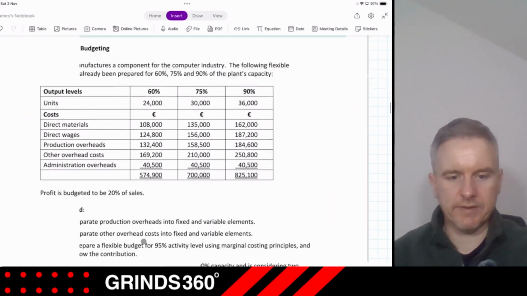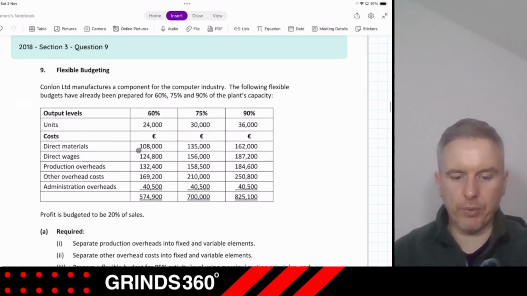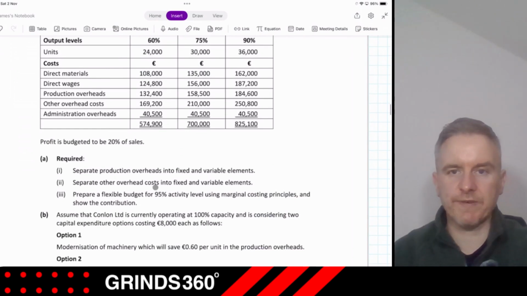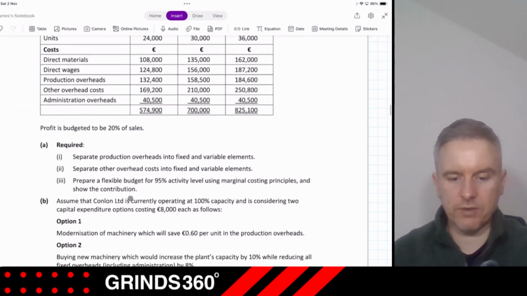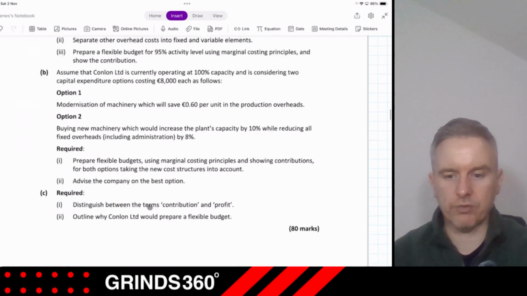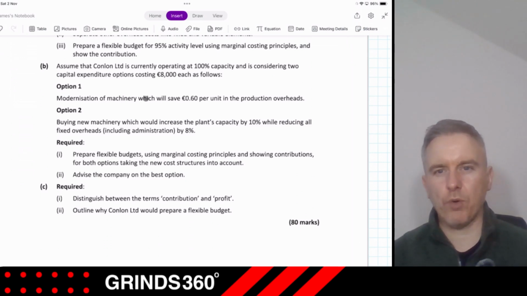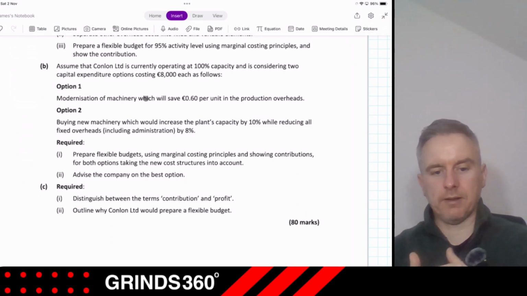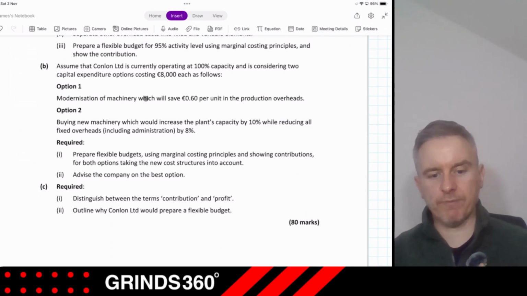When you look on then to 2018, you have a full flexible budget coming up in question 9. But as you read down through it, it's very similar to what we've seen before with flexibles, all right? So you prepare your flexible budget for 95% using marginal costing principles and show the contribution, all good. And then assume that Conlon Limited is currently operating at 100% capacity and is considering 2 capital expenditure options costing 8,000 each. So again, you're back into sensitivity analysis here, all right? So you're looking at how do we carry out the analysis for option 1 and option 2, and that's basically marginal costing. So you can see where they've mixed the two of them in.